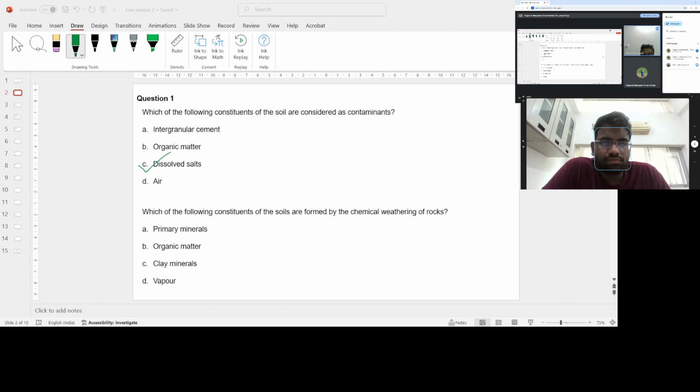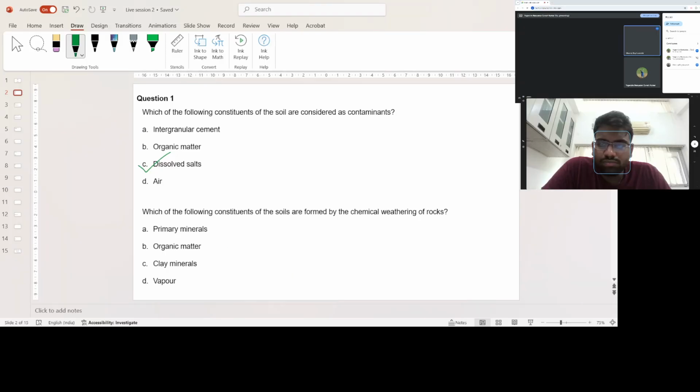I think C, clay minerals. Okay, why do you think so? Primary minerals can be formed with physical weathering, and organic matter with some small microorganisms can produce. But vapor is different, so the option left is clay mineral. Okay. Can you name some examples for primary minerals?